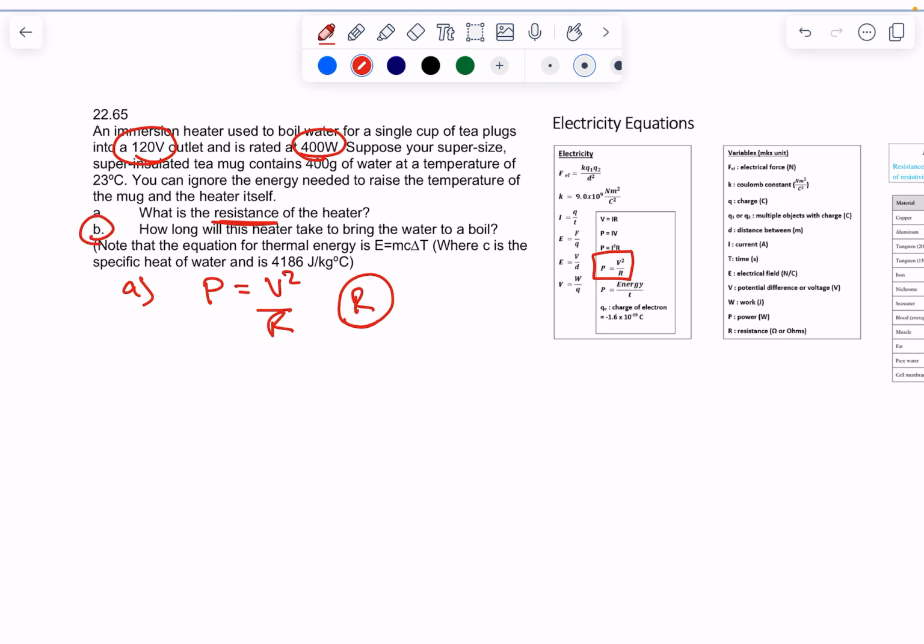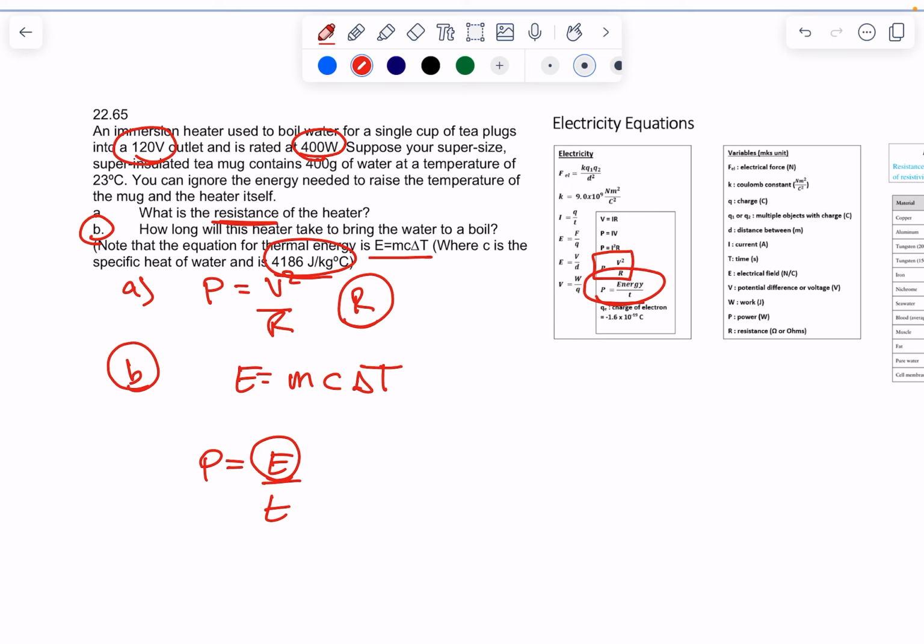The B question is a little trickier, because once you know the resistance, you need to first find the energy. As I've said in this thing right here, the energy equals mc delta T, and you know the C, the specific heat. So you're going to have to use the equation P is equal to energy over time. Right, that's this equation right here. And then you're going to solve for the energy, because they gave you some kind of time frame. Oh no, you're solving for time.